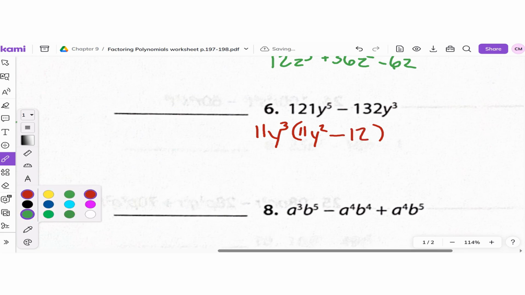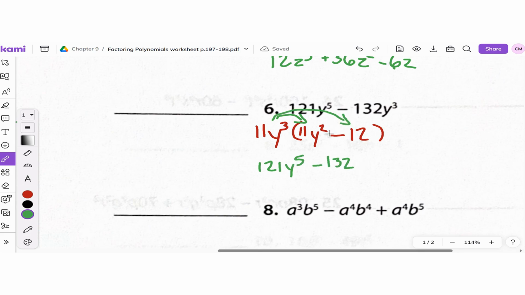Always multiply to check. So 11 times 11 is 121. Y to the third times y squared gives us y to the fifth. 11 times 12 is 132, and then y to the third just gets attached on. So our answer matches, so this one is also correct. And that's it.